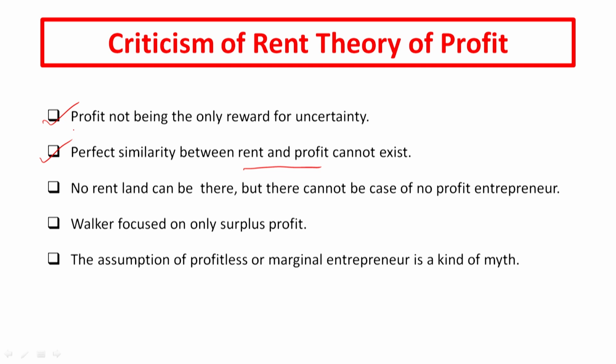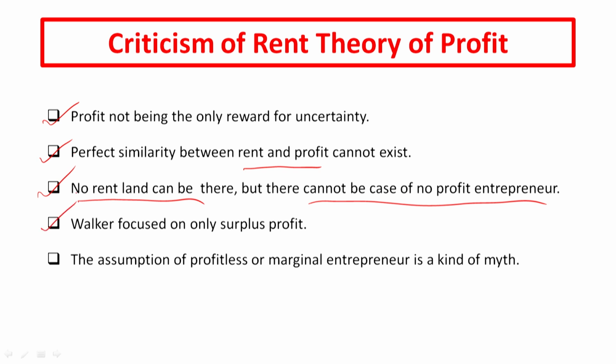The third criticism he talked about was that no rent land can be there. There can be certain circumstances for which there is no rent. But on the other hand, on the contradiction, there cannot be any case of no profit entrepreneur. All the entrepreneurs of the world will be focusing on generating or earning profit for the respective firms. So this was another very important criticism of the rent theory of profit.